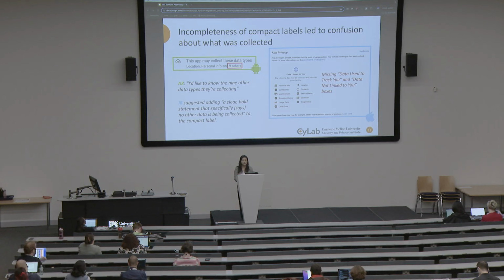And to evaluate if iOS users understood the omission of data collection groups on the compact label, we asked them to look at the label on the right, and we asked if they believed the app was collecting data that were used to track them or collected data that were not linked to them. Almost all users thought that this app was collecting data that were used to track them, and half of them thought that this app was collecting data not linked to them. In particular, participant IA suggested adding a clear bold statement that specifically says no other data is being collected to the compact label.